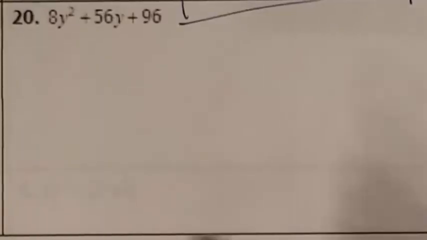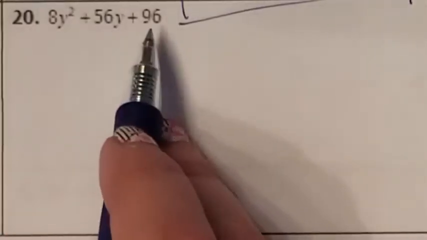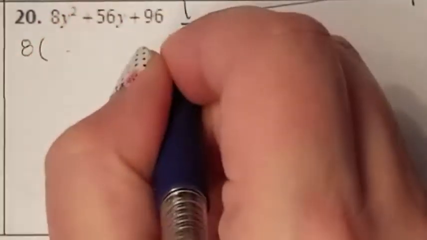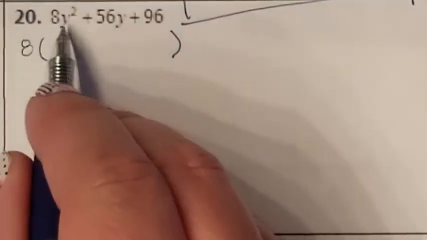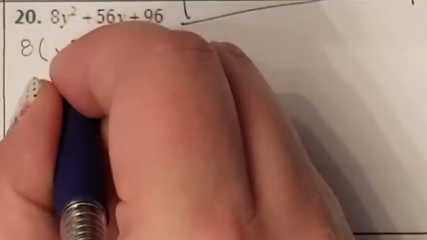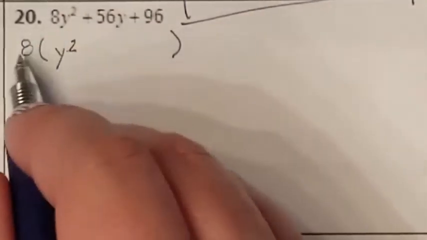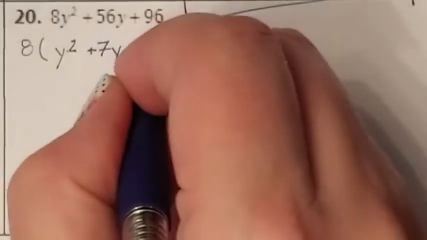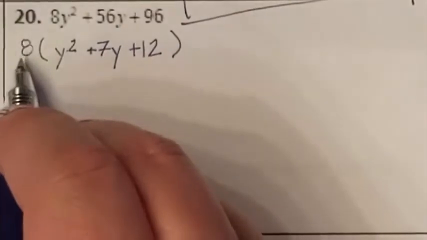Number 20: 8, 56, and 96. All of these can be divided by 8. So here's my GCF of an 8. I need to know what was left over. 8y squared divided by 8 is a y squared. 56y divided by 8 is a 7y. 96 divided by 8 is a positive 12. The 8 is already factored out.